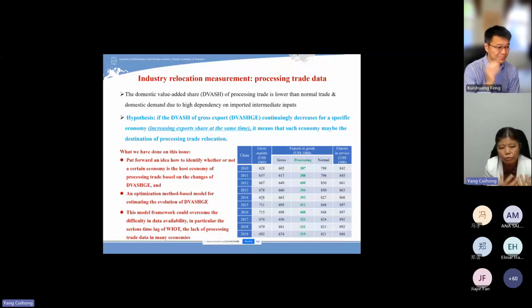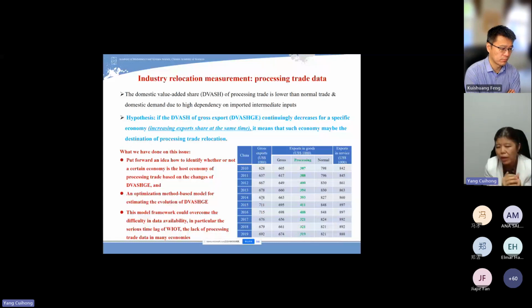One is that we put forward an idea based on the facts, how to identify whether or not a certain economy is the host economy of processing trade based on the changes of domestic value added of the gross exports. And based on these facts and the target, we proposed an optimization method-based model for estimating the domestic value-added share of gross export.